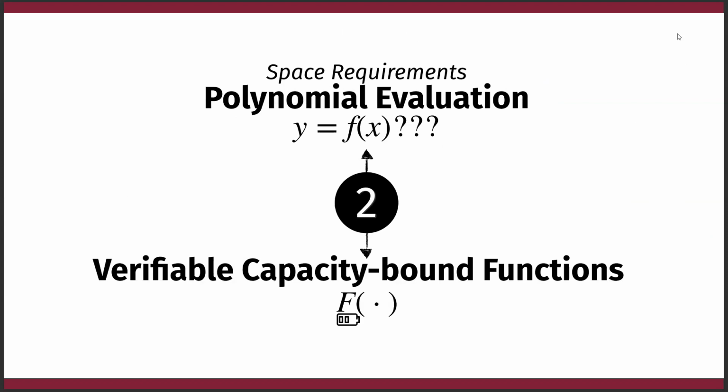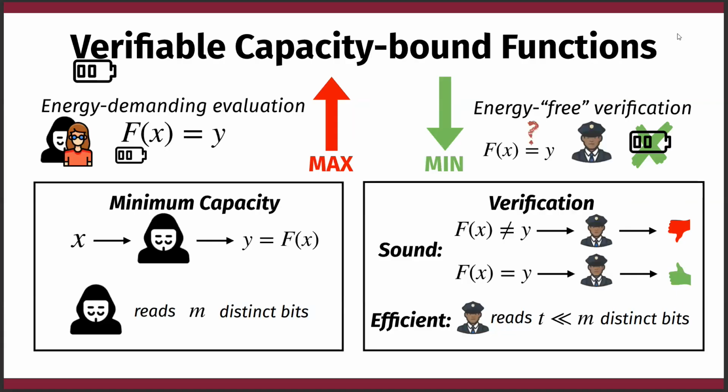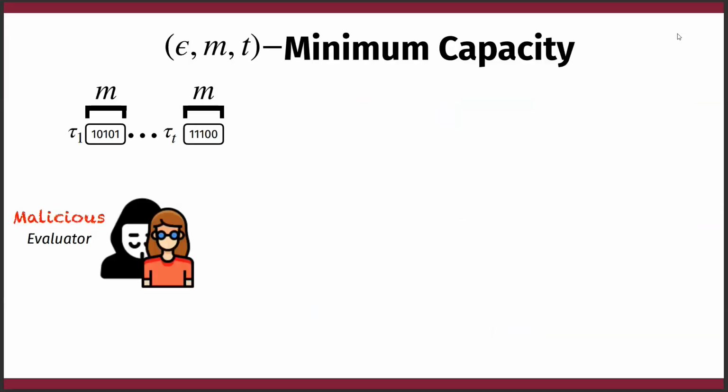So now, how can we use this to build verifiable capacity-bound functions? These are the properties. I'm going to talk mainly about minimum capacity. The definition that I'm going to describe here is weaker than the one that we want to achieve. We're going to see the limitation later.